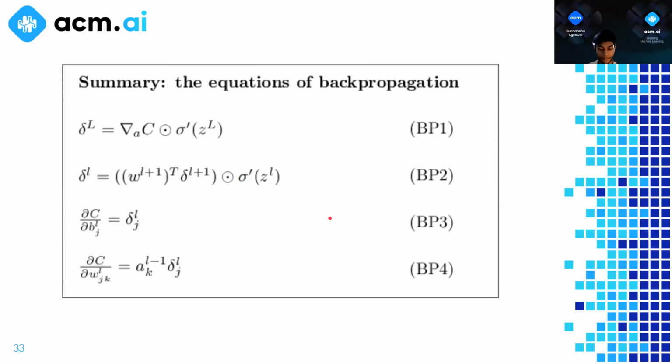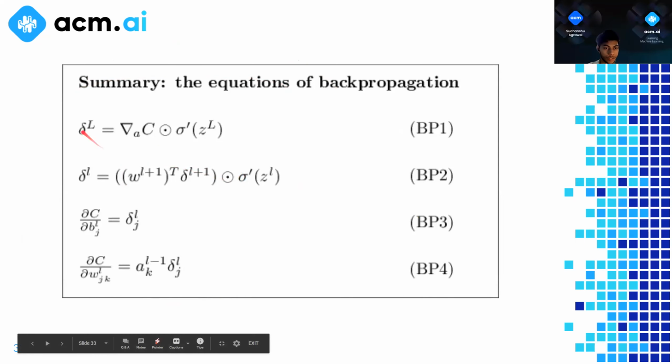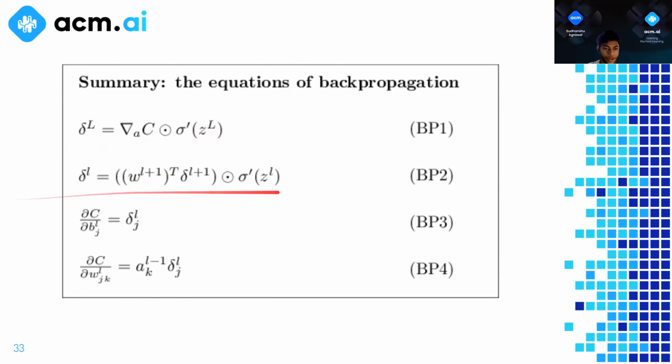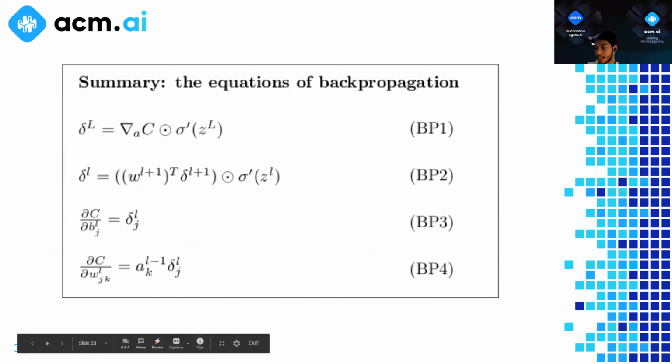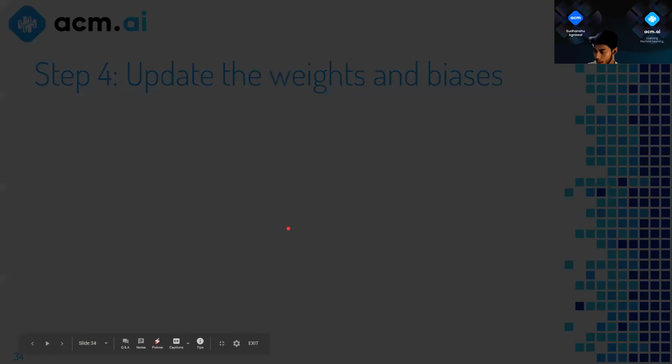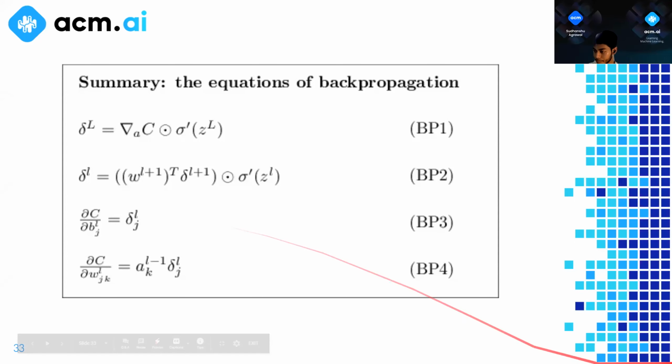Okay. And to nicely summarize the equations we just learned, we have the error for the last layer, the error for an arbitrary layer, the partial derivative of the biases, and the partial derivative of the weights. So that's the entirety of backpropagation right there. And yeah, does anyone have any questions about that?